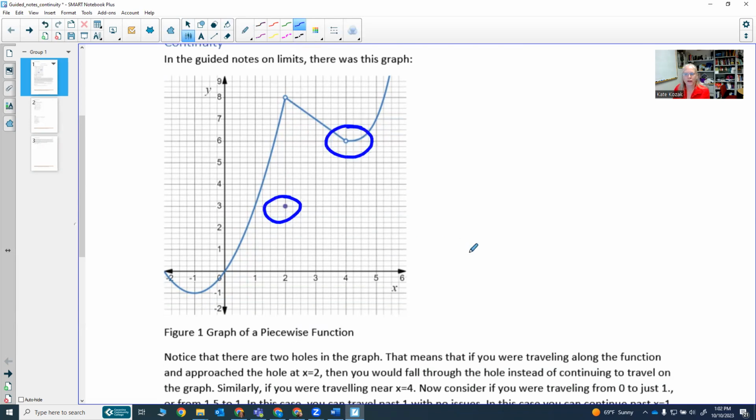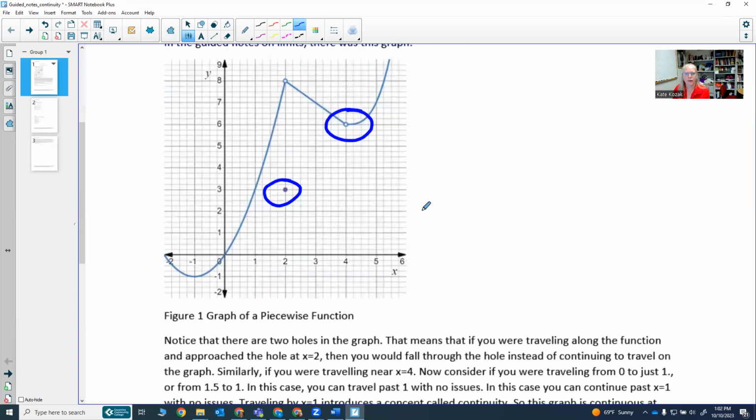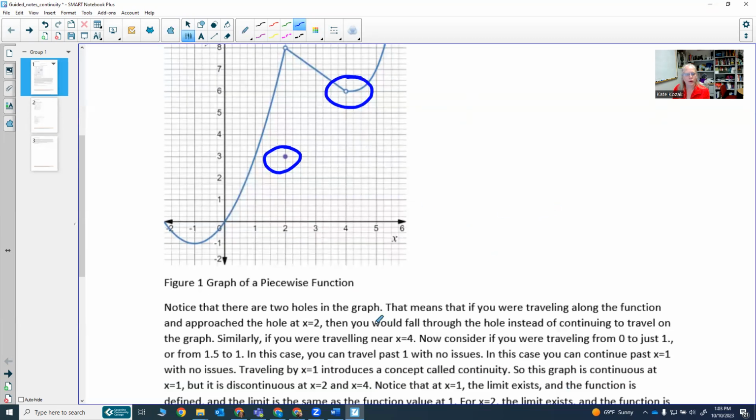This means that if you were traveling along the function and approaching the hole at x equals 2, then you would fall through the hole instead of continuing traveling on the graph. Similarly, if you were traveling near 4. Now consider if you're traveling from just 0 to just 1, or from 1.5 to 1. In this case, you can travel past 1 with no issue. In this case, you can continue past x equals 1 with no issue.